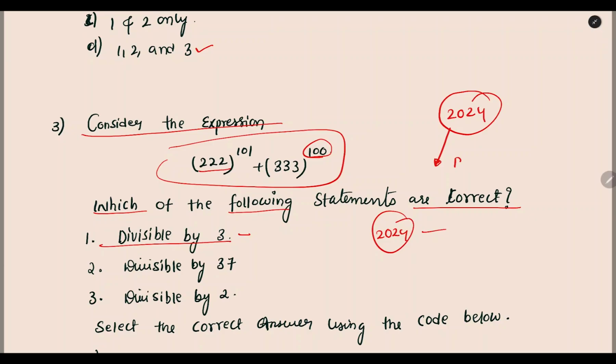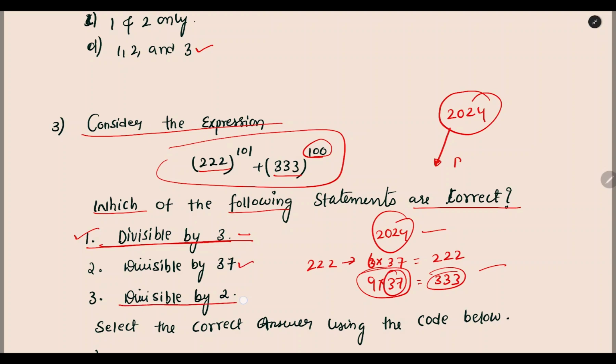Why? 222 is divisible by 3, as well as 333. How? The hidden number system is 3 into 6 into 37 is equal to 222, right? In the same way, 9 into 37 is equal to 333. So here 3 is a divisor, so the first statement is correct. And again, 37 is the most common factor when the number is repeating itself, so 37 is also correct.